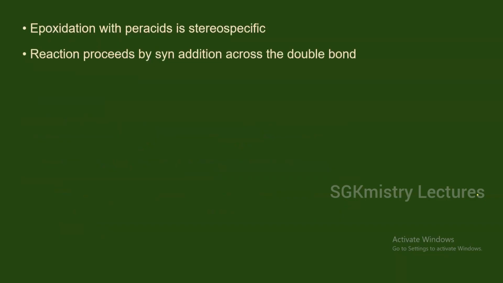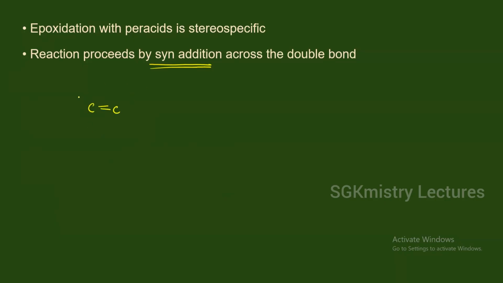Next, talking about the epoxidation with peracids, it is stereospecific in nature and it takes place by syn addition to the double bond. So here you have to remember the addition is syn addition. Let us look into some examples.